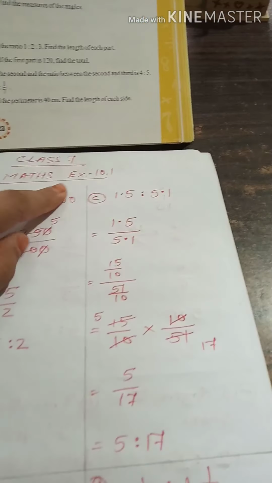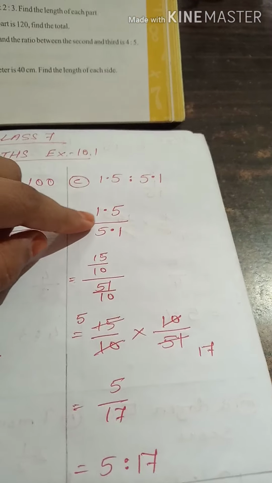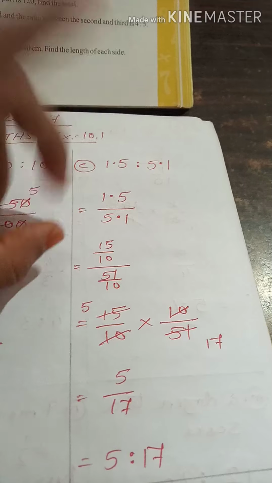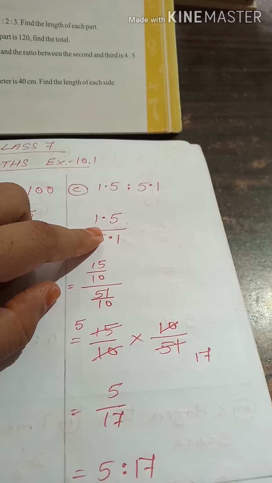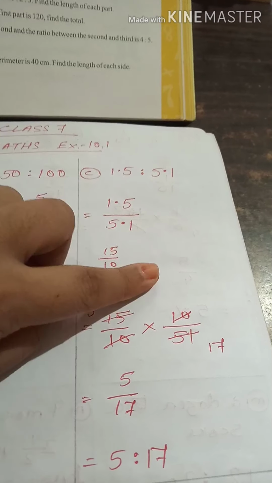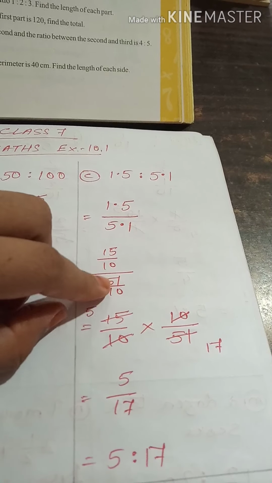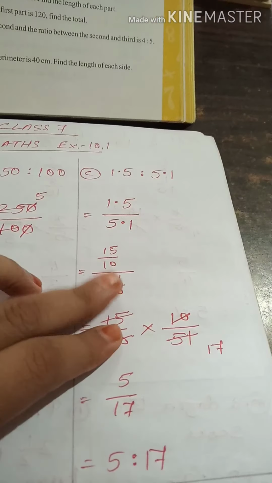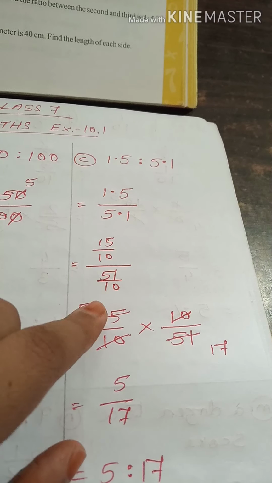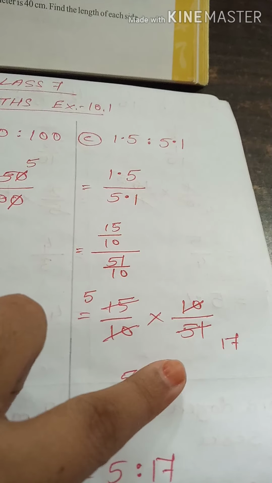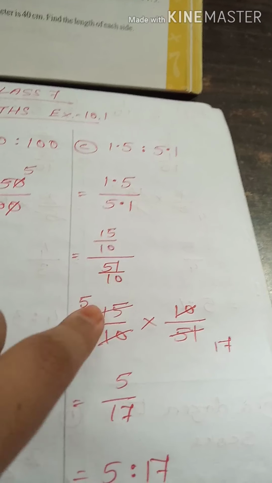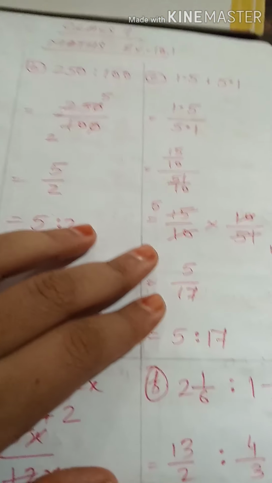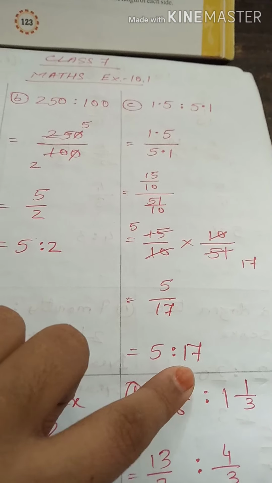Next, you see 1.5 is to 5.1. Now this becomes 1.5 divided by 5.1. Now what we will do, we will remove the decimal points here. So 1.5, if you remove the decimal, becomes 15 by 10, divided by 5.1. If you remove the decimal, it becomes 51 by 10. Now we'll bring this 51 by 10 to the top side. When we do it, it will be reversed. So it will become 15 by 10 into 10 by 51. Now 10 and 10 will get cancelled off. 15 and 51 you can cancel with 3. 3 5s are 15, 3 17s are 51. So more than this is not possible. So 5 by 17 equals 5 is to 17.